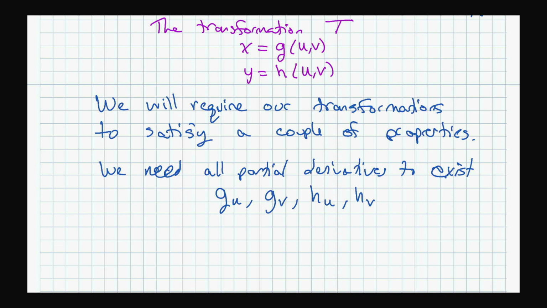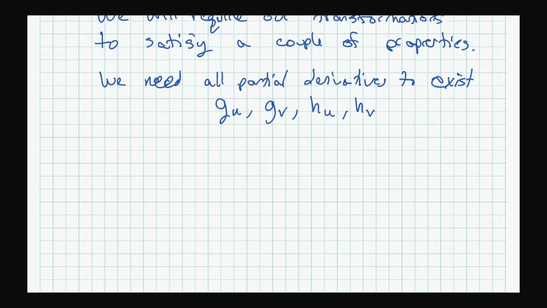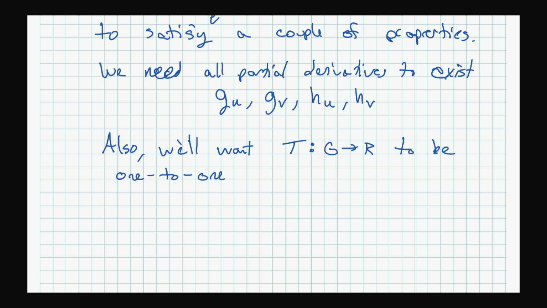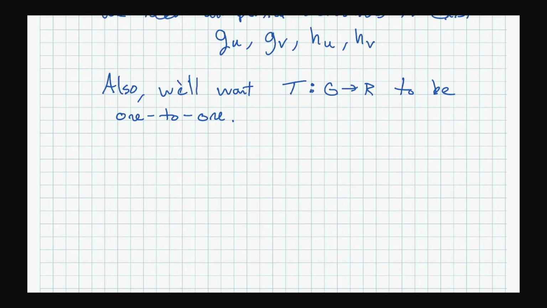Okay, what else are we going to need to happen? Well, we're also going to want our function to be what we call one-to-one. Also, let me just say that. We'll want the transformation T from G to R to be one to one. Okay. And then there's a definition of one to one.